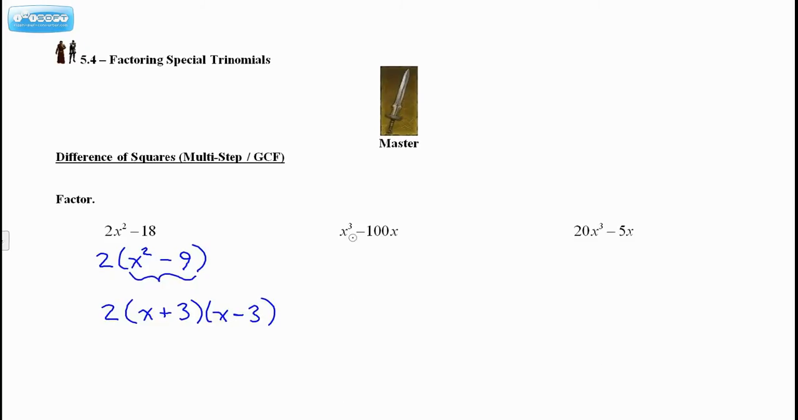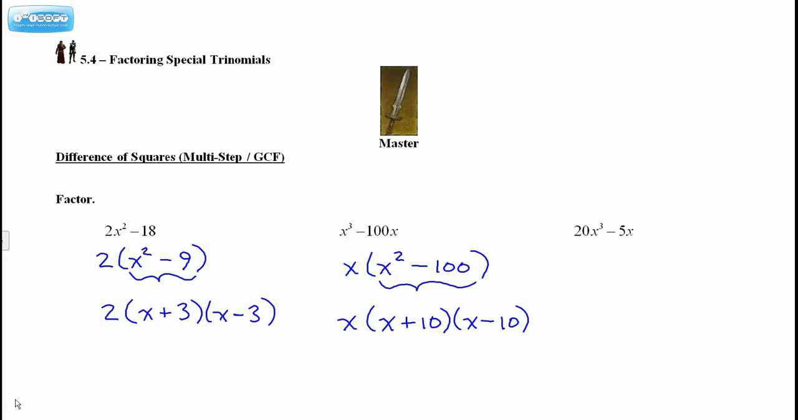Next example, the GCF is x, so factoring that out leaves an x squared minus 100. And this, of course, is a difference of two squares, because that is 10 squared. So your final answer, you get x times x plus 10 times x minus 10. So just like before, we're just pulling out a GCF first.